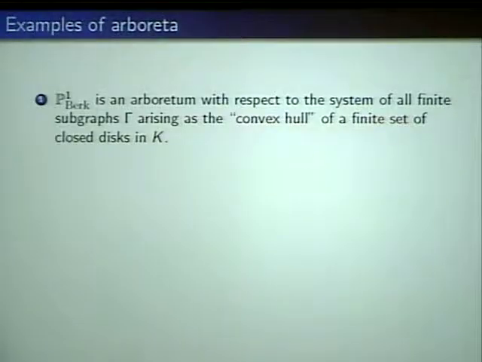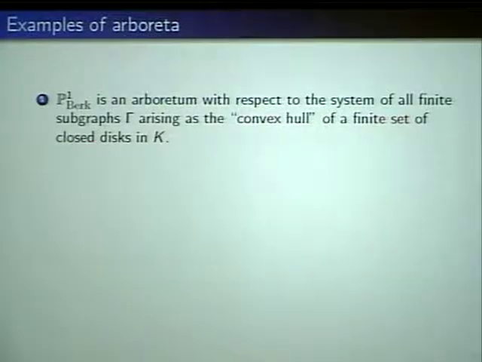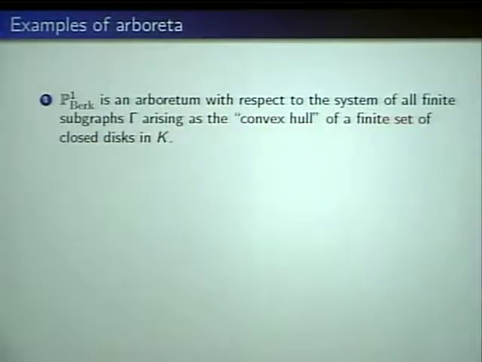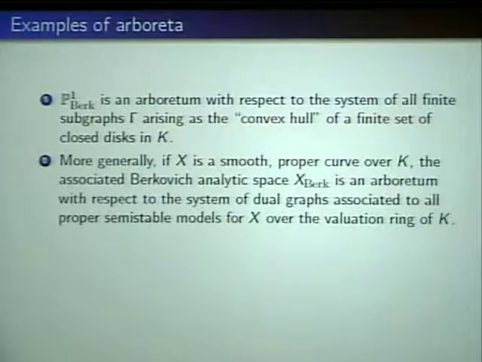So, examples. The Berkovich projective line is an arboretum with respect to the system of all finite subgraphs, which I mentioned last time. Any smooth proper curve over K, its associated Berkovich analytic space is an arboretum. With respect to what? Well, you have the dual graphs of all proper semi-stable models for X over the valuation ring of K. But this remark will be explained in lecture 5. So I'll tell you how to think about this in more detail next time.